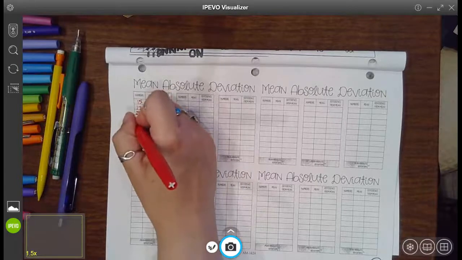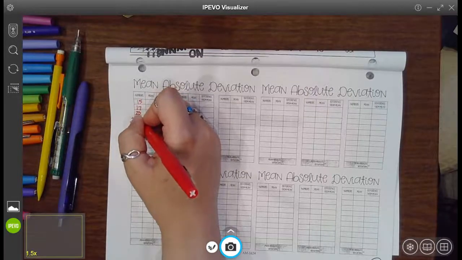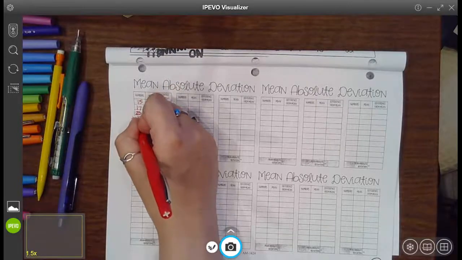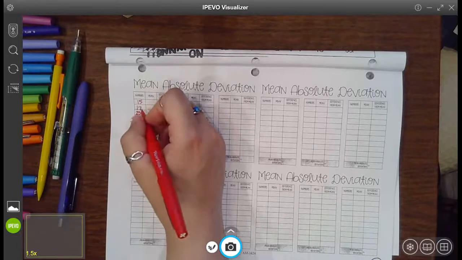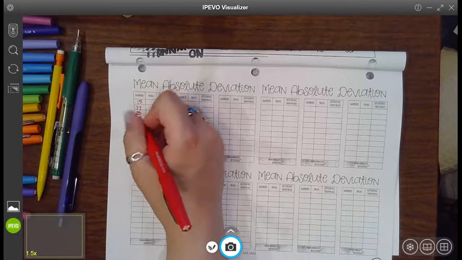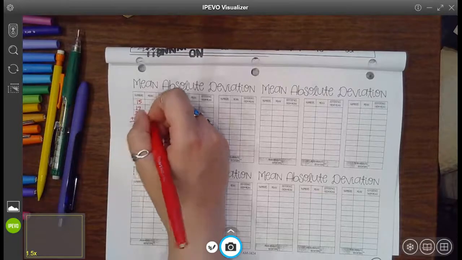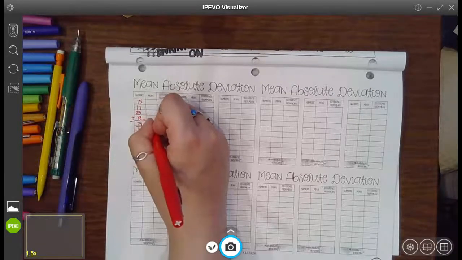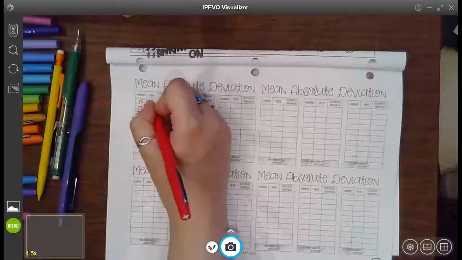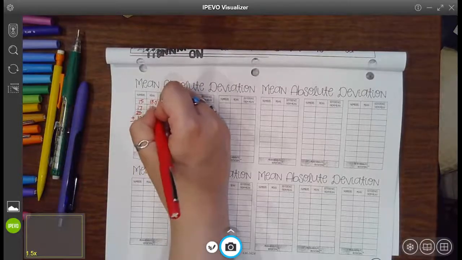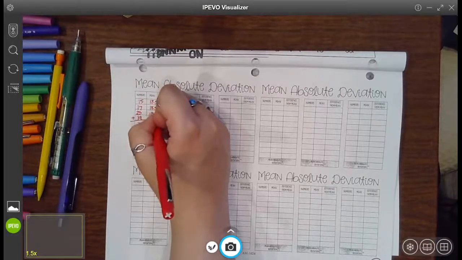So add them all together, 15 plus 17 plus 23 plus 19. What do you get? You get 74. And to find the mean, you divide that by how many numbers there were. 1, 2, 3, 4 numbers. Well, 74 divided by 4 is 18.5. So that is your mean value. And I'm going to put that here, because when you find the MAD, you find the mean twice.